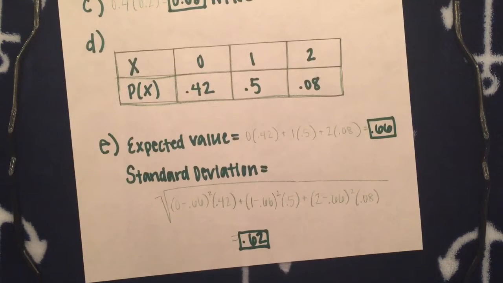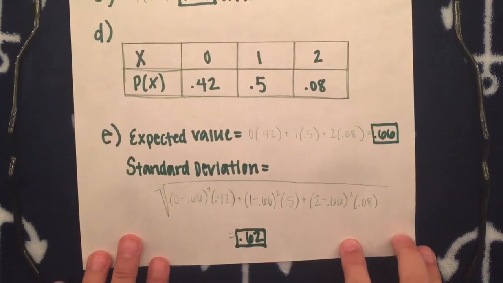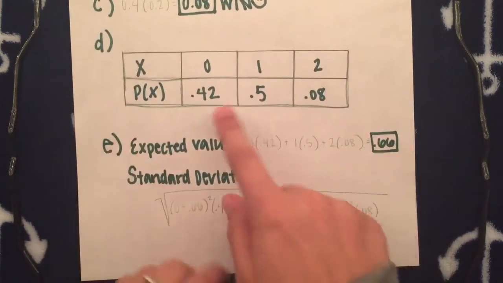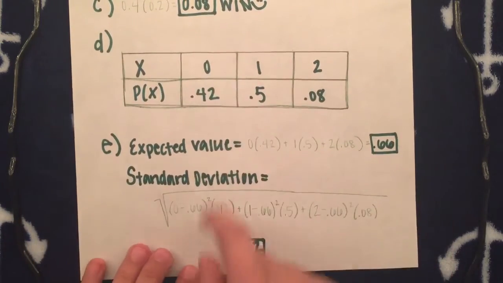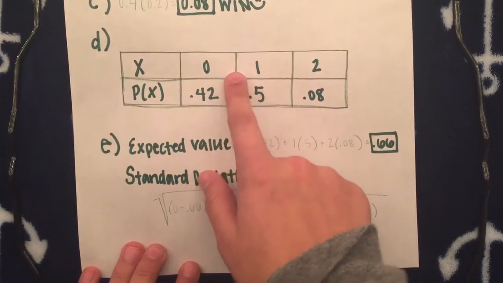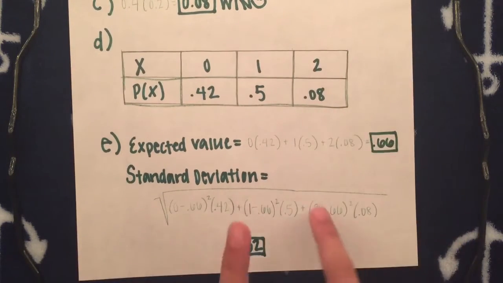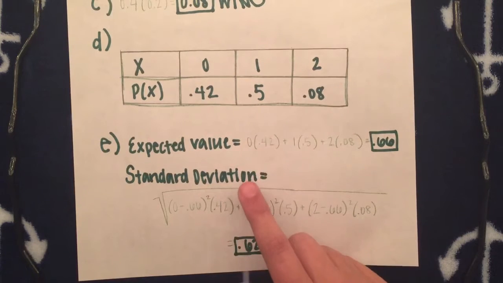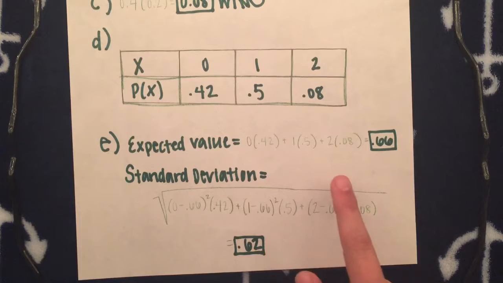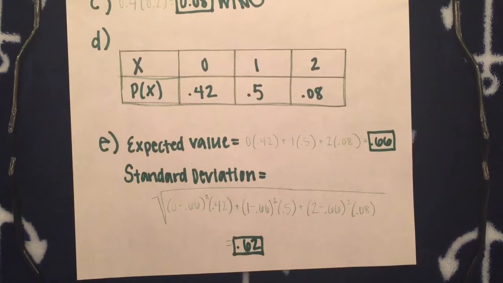And part E is asking what are the expected value and the standard deviation. So the expected value, we go back up to our probability table, and it's this number times this number, and then you add this number times this number, and then add this number times this number. So it's 0 times 0.42 plus 1 times 0.5 plus 2 times 0.08 equals 0.66. So that's our expected value.